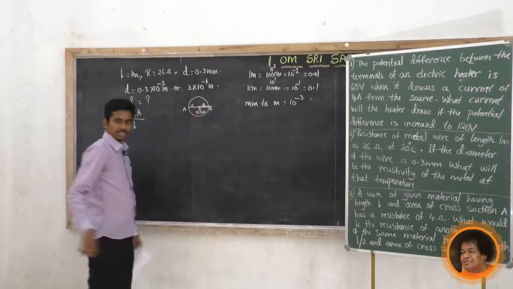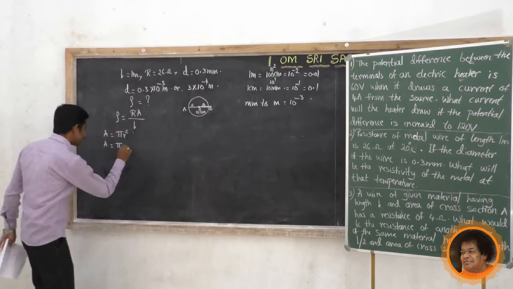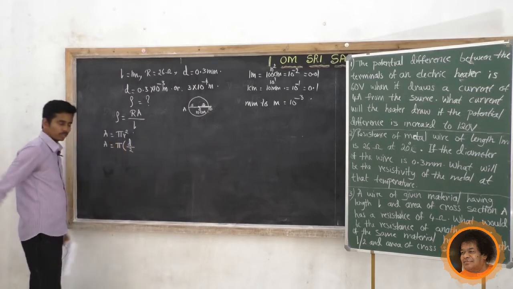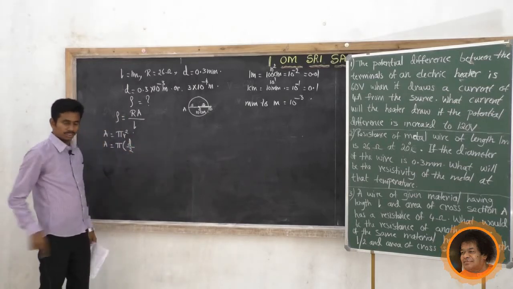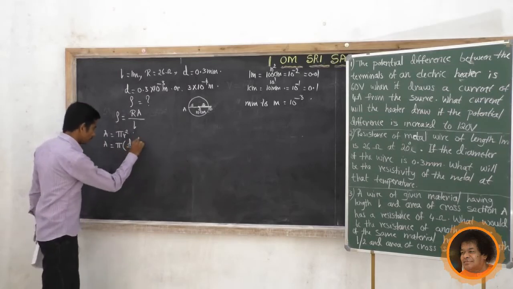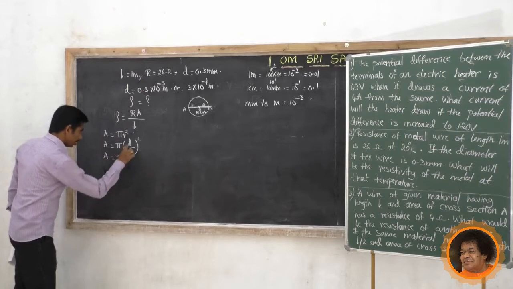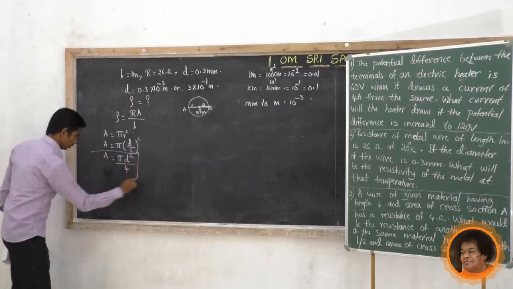OB is the radius. It is half of the diameter. How can we write? R means D by 2. Why D by 2? Half of the diameter, D into 1 by 2. It becomes D by 2, D by 2 whole square. Or we can write A equal to pi D square by 2 square, which is 4. This is the value of A.